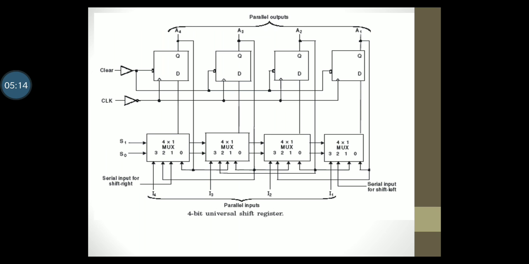Let us look at the case when S1 is equal to S0 is equal to 0. So, since the select lines are common to all the multiplexers, we will have 0, 0 on these lines as well.